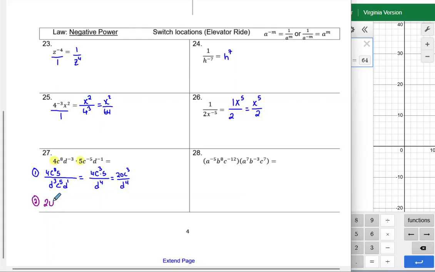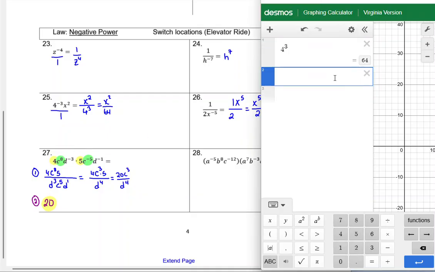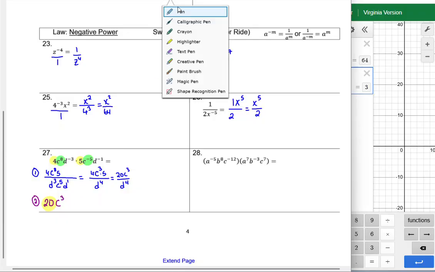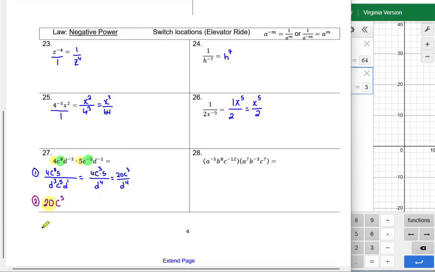Okay, so that part's taken care of. That's the 4 times 5 is 20. And then you can do the c variables together. So everything is a numerator, right? When you're multiplying and they have the same base, you can just add the exponents. So this is just doing 8 plus a negative 5, which is positive 3. So that ends up being 3c to the positive 3, okay? That came from here.